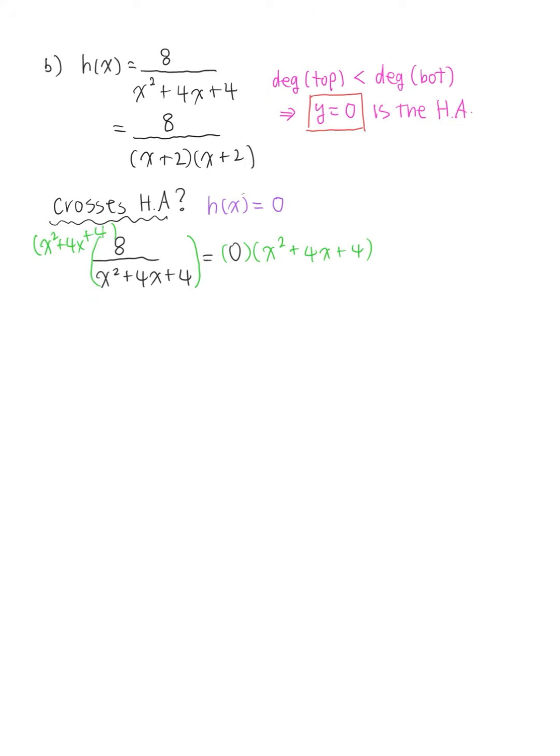Let's see what kind of funky thing is about to happen. Here we can cancel out this trinomial, so on the left-hand side what we have left is 8 equals. Now here, 0 times anything is 0, isn't it? So what do we get? 8 equals 0. Is that true? I don't think so. So this is a contradiction, or this cannot happen, which means that h of x does not cross the horizontal asymptote.